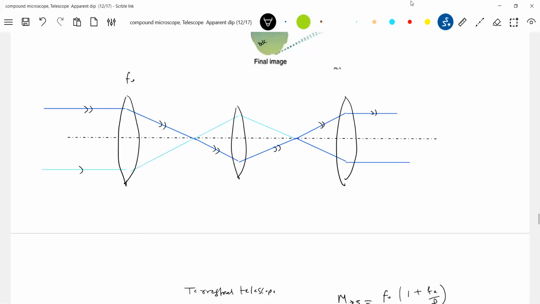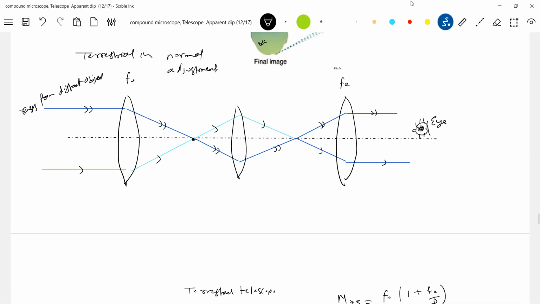Last one diagram. This is very important. It's a part of the syllabus. This is the eyepiece, Fe I'm writing, and this is a human eye. So we know this should be the far away object, or rays from a distant object. Terrestrial telescope in normal adjustment. What do you mean by that?